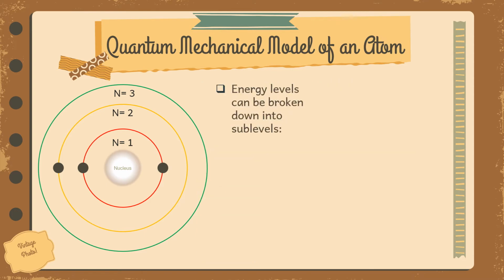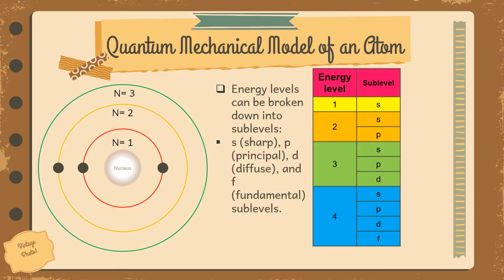Now, the energy levels can be broken down into smaller regions called sublevels. Sublevels could be s or sharp, p or principal, d or diffuse, and f or fundamental. On energy level 1, we only have one kind of sublevel, which is the s sublevel. On energy level 2, we have two sublevels, the s sublevel and the p sublevel. On the third energy level, we have three kinds of sublevels, the s, the p, and the d. While on the fourth energy level, we have four sublevels, the s, the p, the d, and the f, and so on.